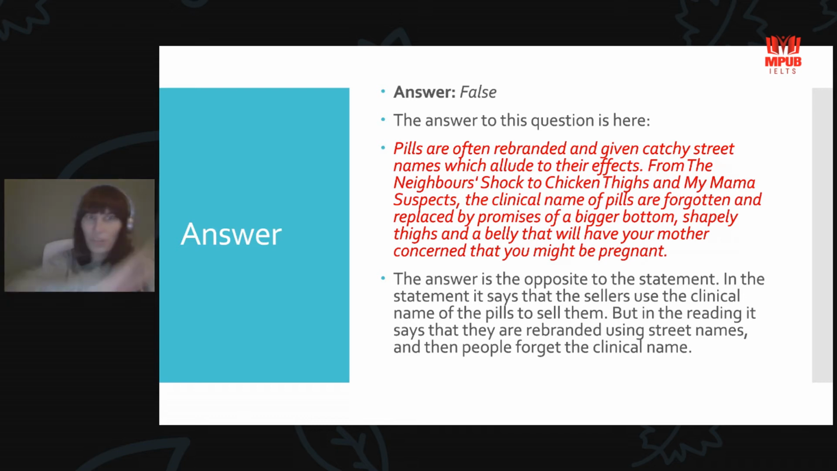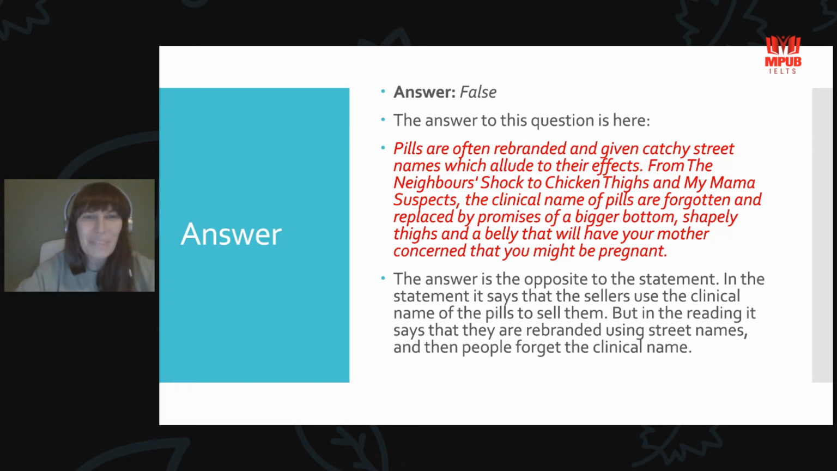Let's see why it's false, though. So the answer to the question is in this paragraph. It states the pills are often rebranded and given catchy street names, okay? So they're not using their clinical or medical names at all. They're given really bizarre names such as From the Neighbor's Shock. Interesting name, do you not think? We also have chicken thighs. Interesting. Imagine taking a chicken thigh in a pill form. And my mama suspects. So there you go.